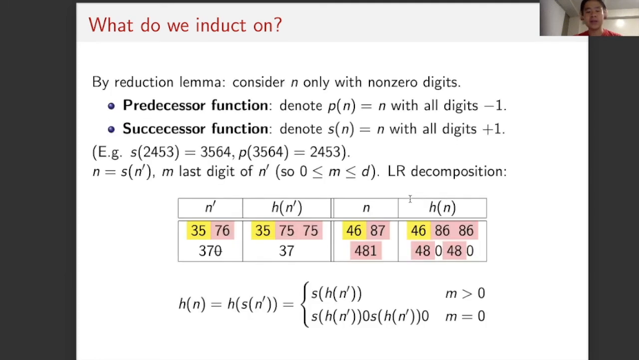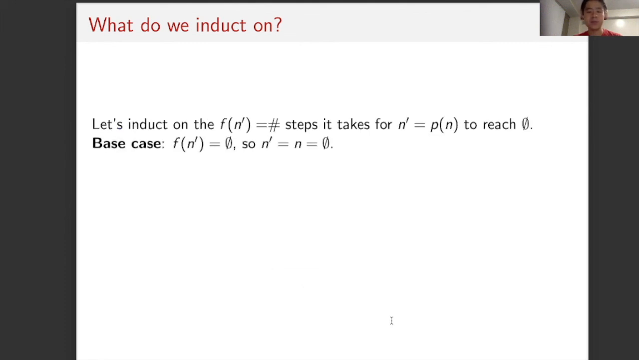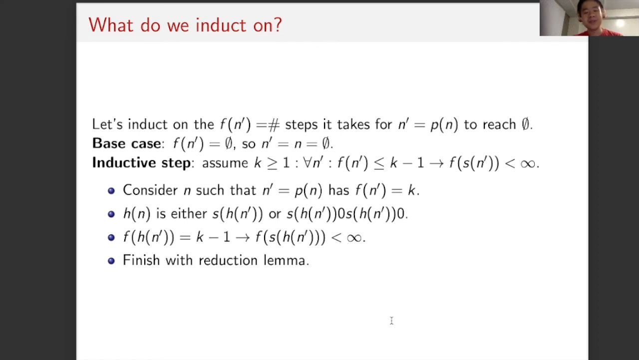So recall from before that this h of n is either s of h of n prime, or the successor of h of n prime, 0, the successor of h of n prime. Now, here I hope that you can see how we should finish it, because even with this longer string over here, by our reduction lemma, we only need to consider the s of h of n prime to go to an empty string, meaning that we can deal with these two s of h of n prime independently.